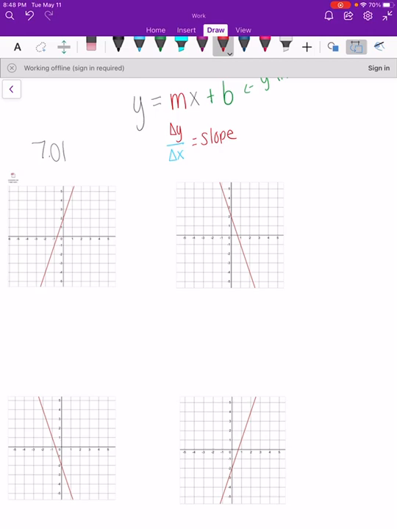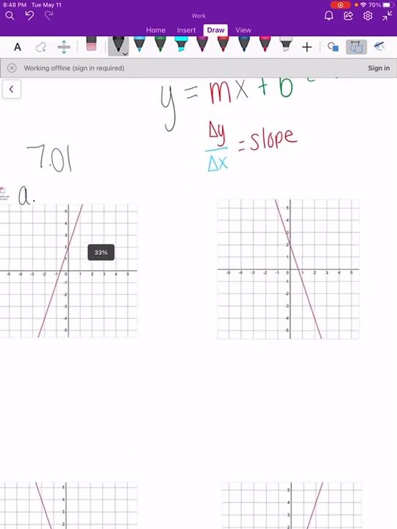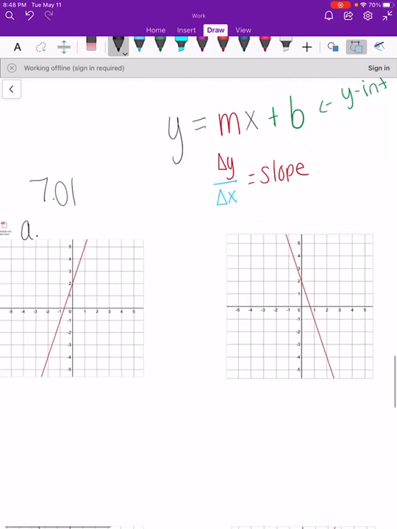I'll call this one A. So if I zoom in a little bit on A, our y-intercept is where our red line crosses this green line. And it looks like it crosses that green line right here at 2. So our y-intercept is a positive 2. A negative 2 would be down here.